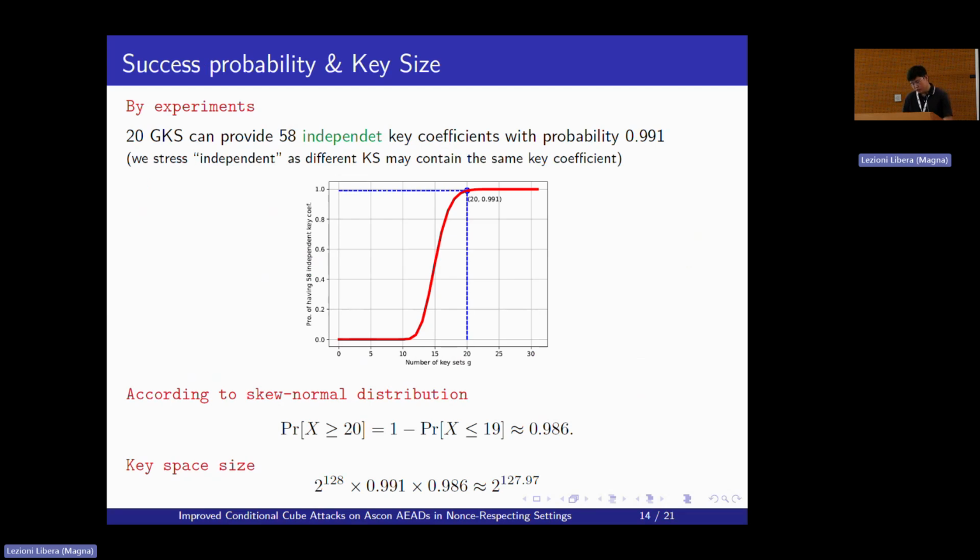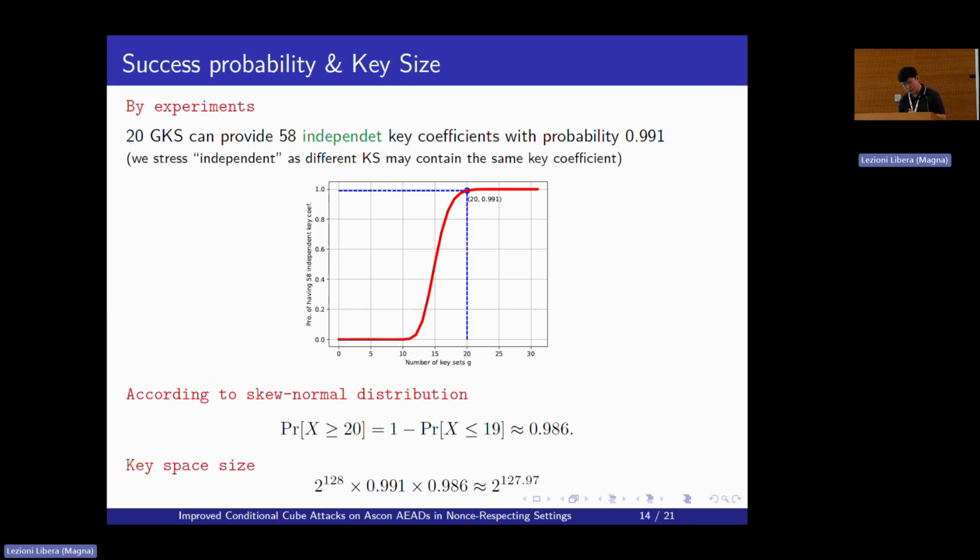To recover 58 independent k coefficients by the experiments, we find we need at least 20 good k sets, with probability 0.991. Here, we stress independent because two different k sets will contain some common coefficients. So here we use experiments to calculate how many good k sets we need.